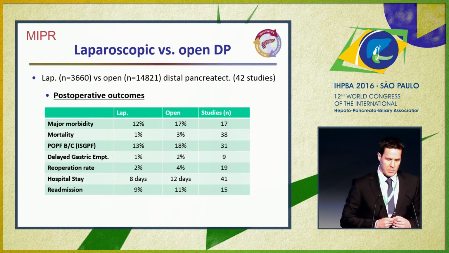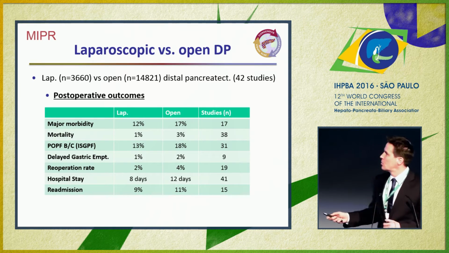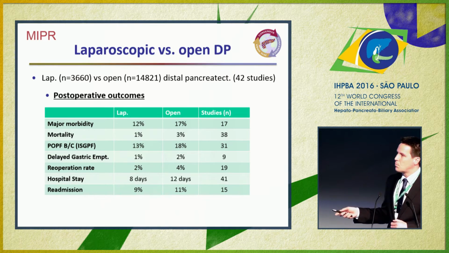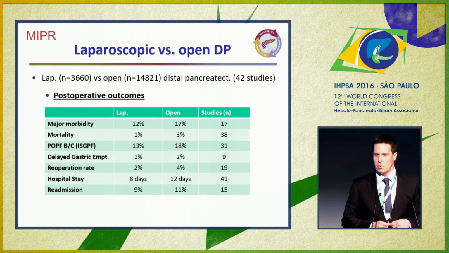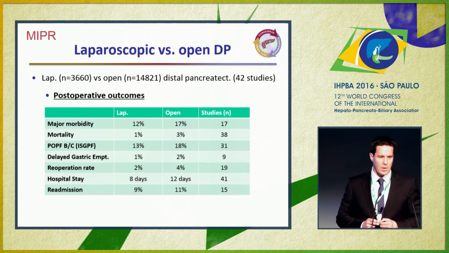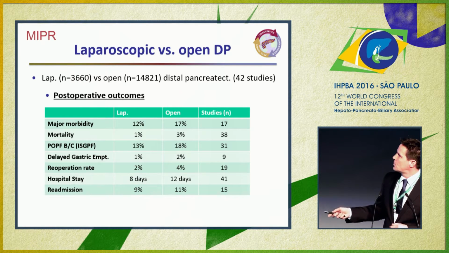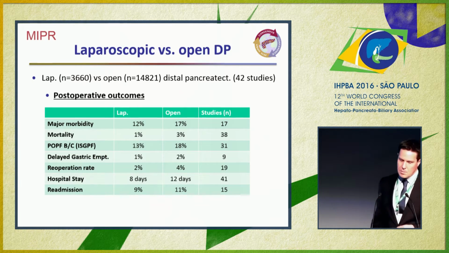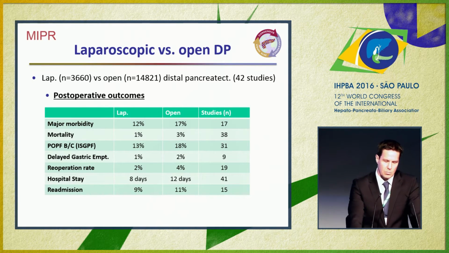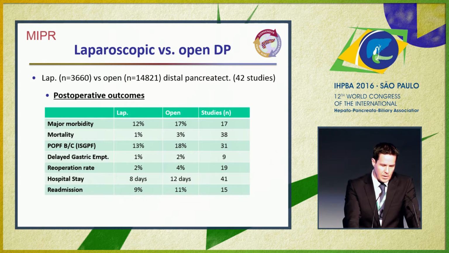These are the postoperative outcomes. Major morbidity, 12 versus 17%. I think this is underreporting or underestimation or something in between, because if you count together the rates for BC fistula rate and delayed gastric emptying, you will receive higher morbidity rates as shown here. Mortality between 1% and 3%, I think this is plausible and good. Delayed gastric emptying, again I do think this is underestimation, 1 and 2% in the laparoscopic and open group.